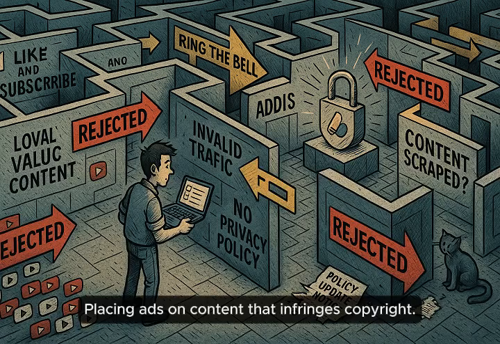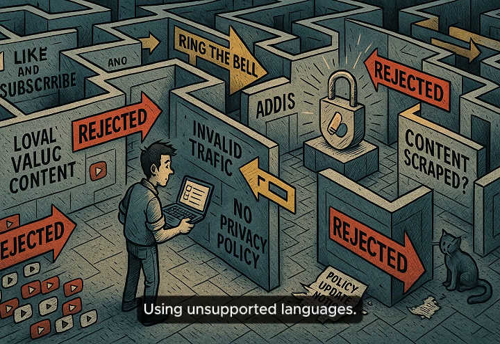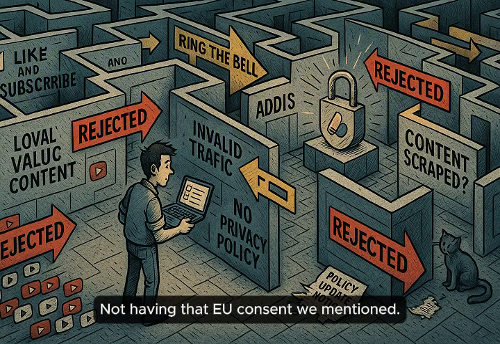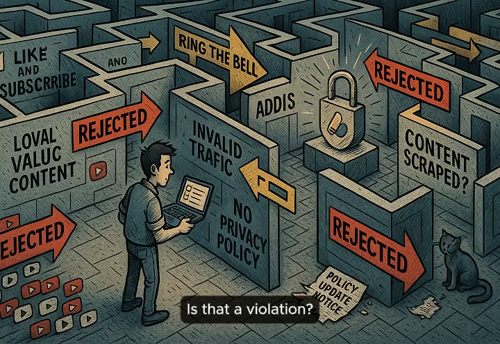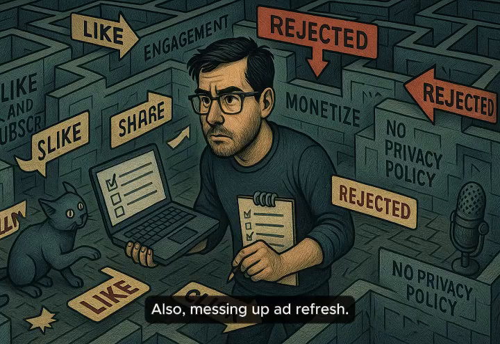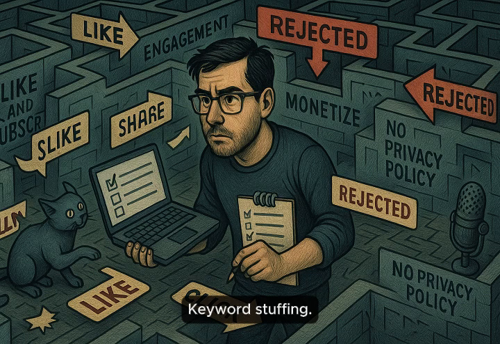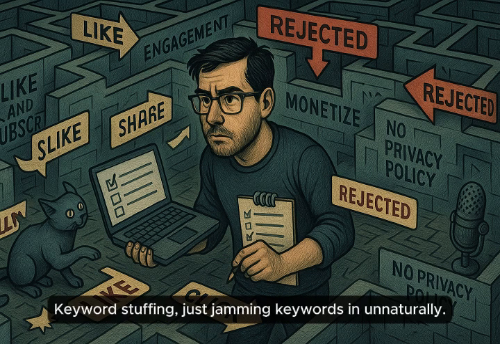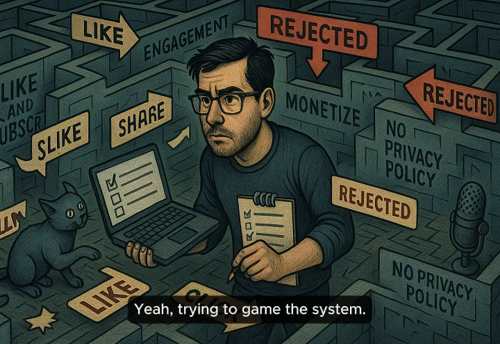What else? Placing ads on content that infringes copyright. Using unsupported languages. Right. Not having that EU consent we mentioned. Sharing exact earnings details publicly. Is that a violation? Yep, apparently Google only lets you share gross figures. Also, messing up ad refresh. Keyword stuffing. Just jamming keywords in unnaturally. Yeah, trying to game the system. Google sees it as manipulative.